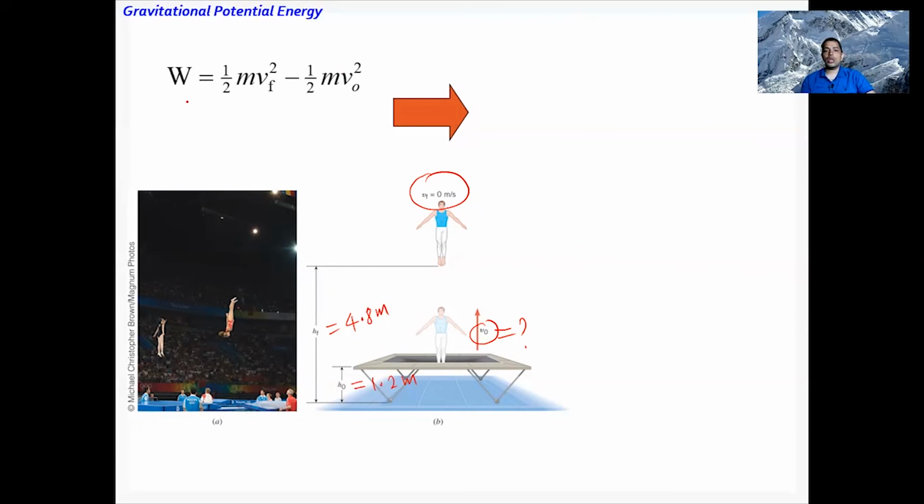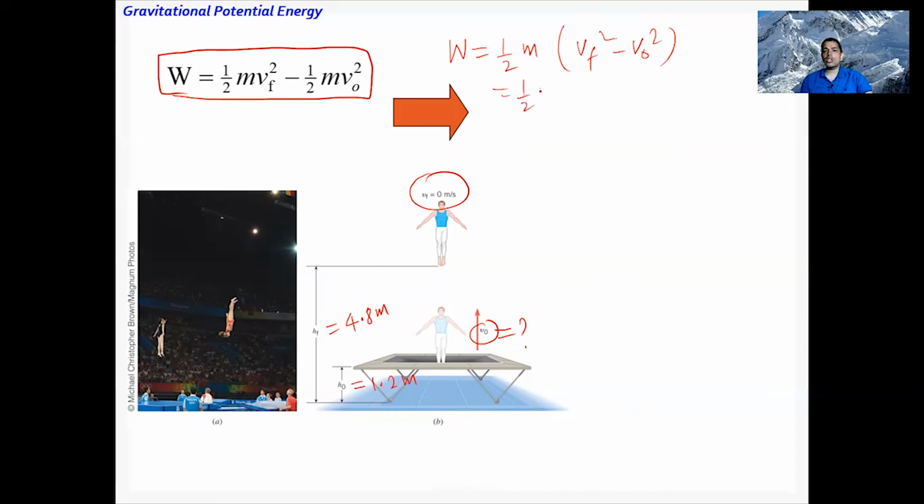So let's do the work energy theorem here, which is W equals 1/2 m vf squared minus 1/2 m v0 squared. Let's figure out the work done by the gymnast. Equals 1/2, we don't know the mass, but you can factor out mass, by the way, vf squared minus v0 squared. So what is your final velocity? Final velocity is 0 squared minus the initial velocity v0 squared. Okay. This is the work done by the gymnast.